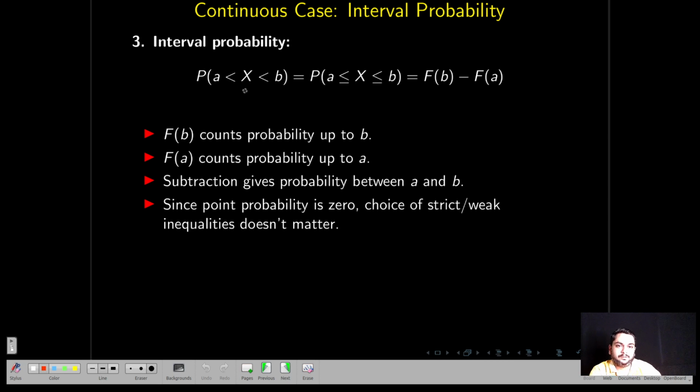Next. Now, this is another case. P of A less than x less than B is equal to the probability of A less than or equal to x less than or equal to B. See, that is what I said. So there is no difference between less than or less than or equal to, or greater than or greater than or equal to, in the continuous case. So they are very simple to solve.